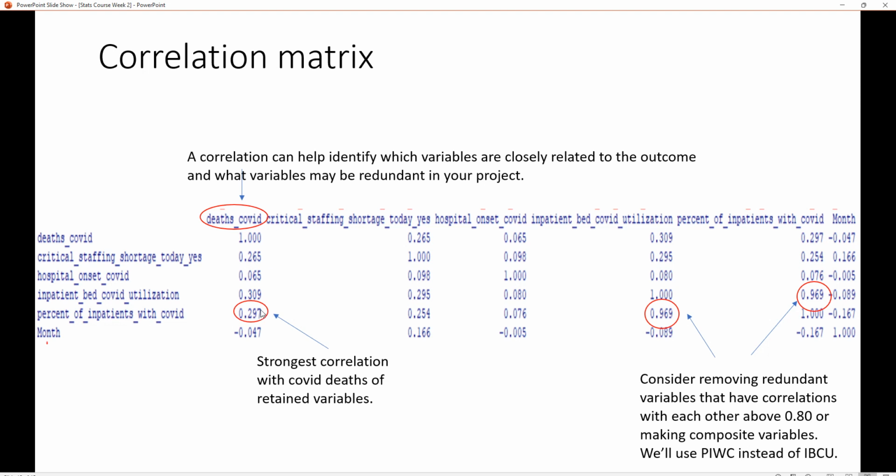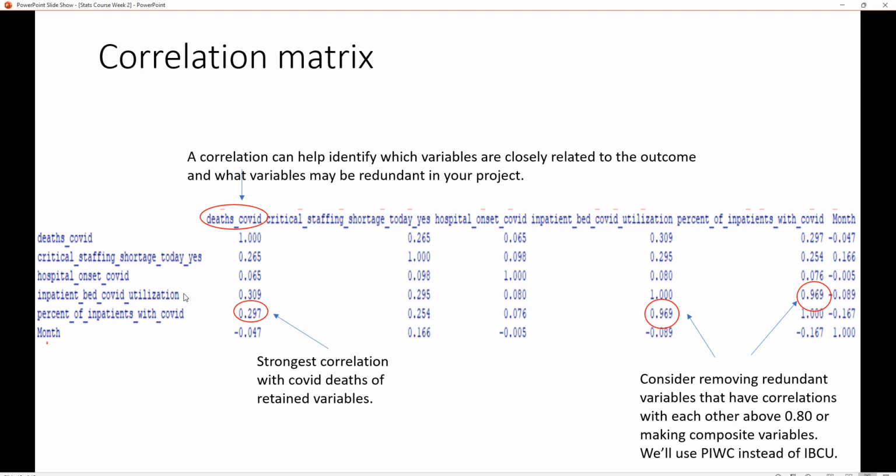We see that one of the strongest correlations with COVID deaths is the percent of inpatients with COVID. That's very similar to the inpatient bed COVID utilization variable. They both just give you an idea of how many people are in your hospital with COVID.